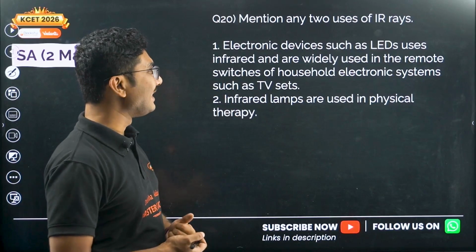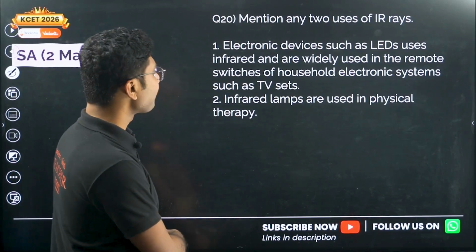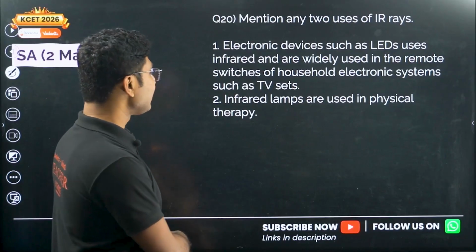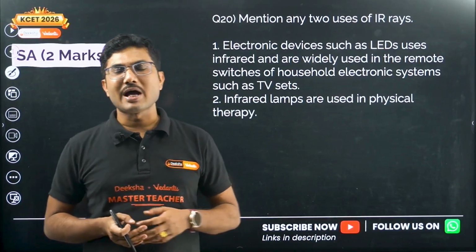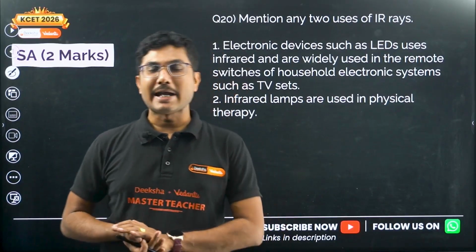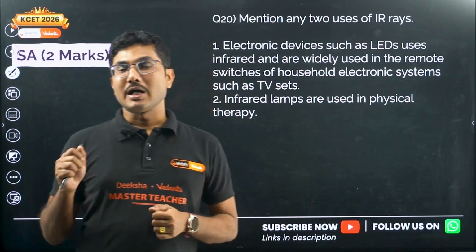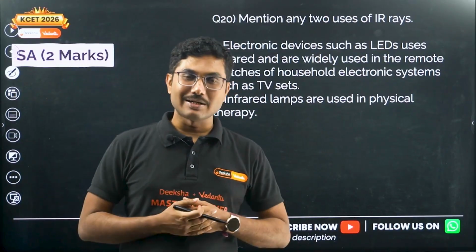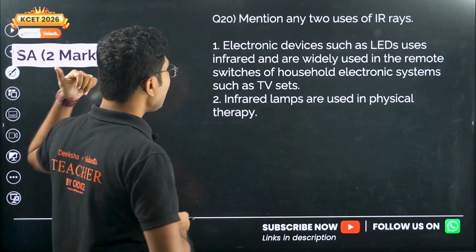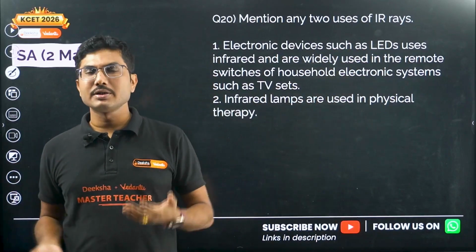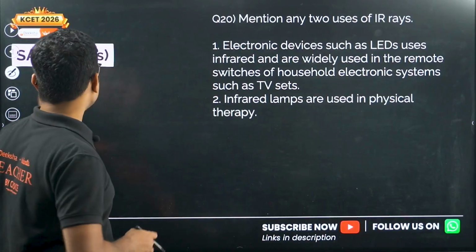Last question. Mention any two uses of infrared rays. Electromagnetic devices such as LEDs that use infrared are widely used in the remote switches of household electronic systems such as TV sets. Infrared lamps are used in physical therapy. Physical therapy is where, suppose you have a broken or dislocated bone and the doctor orders you to go to physical therapy, then the doctor uses infrared lamps to heat up the area. It is a very good heater, and that's how physical therapy is done. Infrared rays are also used in infrared goggles to detect humans or animals present when there is no light available. That is also a use.